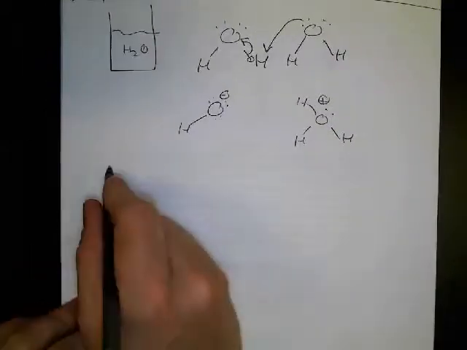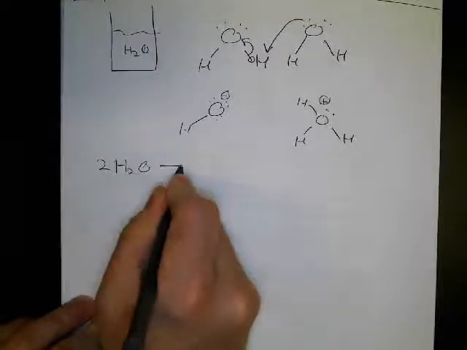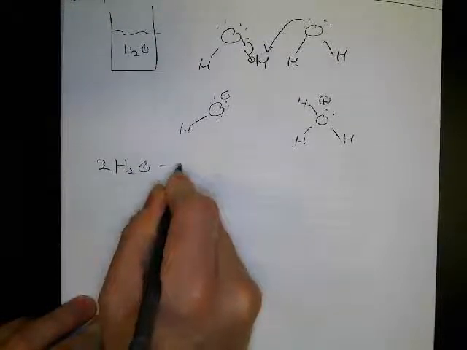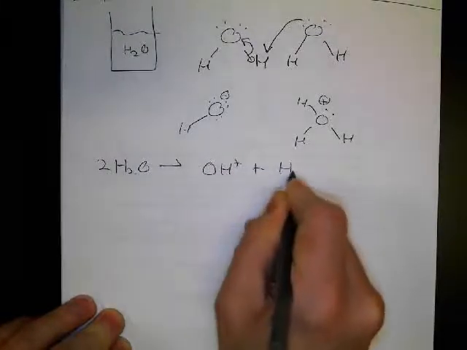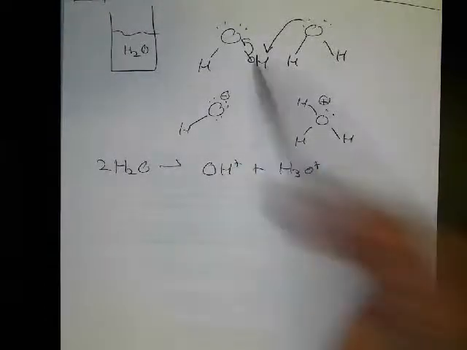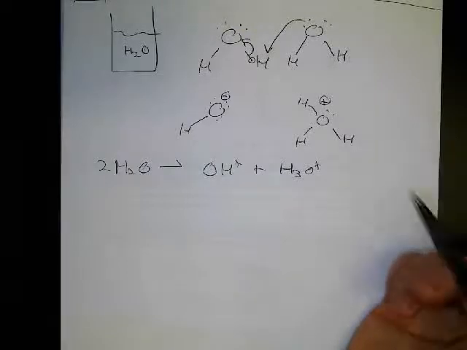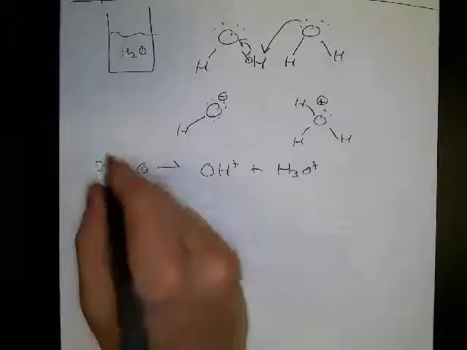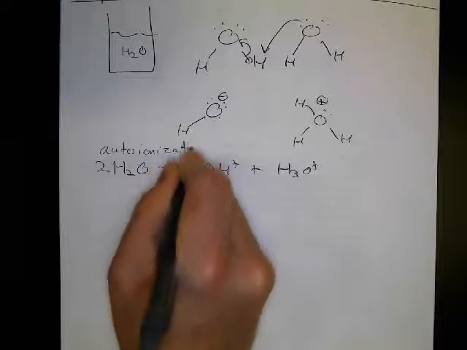If you were to write this out as an equation, you would say that two water molecules, two H2Os, go towards an OH minus and an H3O plus. And in this case, one of them is sort of acting as the base, and one of them is sort of acting as the acid. This is sometimes called the autoionization of water, because it spontaneously does this.